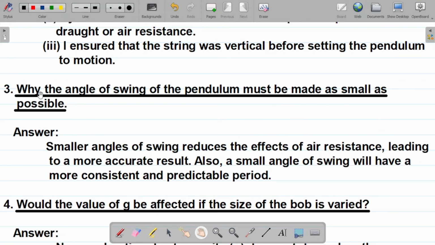The question was, why do we make the angle of the swing of the pendulum small? Why must the angle of swing of the pendulum be made as small as possible? The answer is smaller angles of swing reduce the effect of air resistance, leading to a more accurate result. Also, a small angle of swing will have a more consistent and predictable period. All right, so this is why the angle of swing must be made as small as possible.